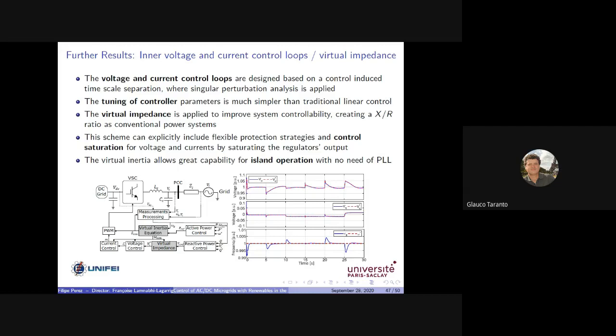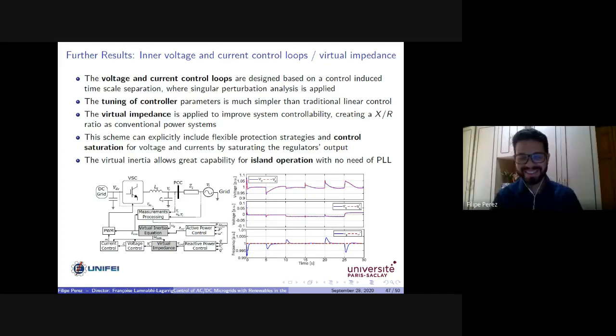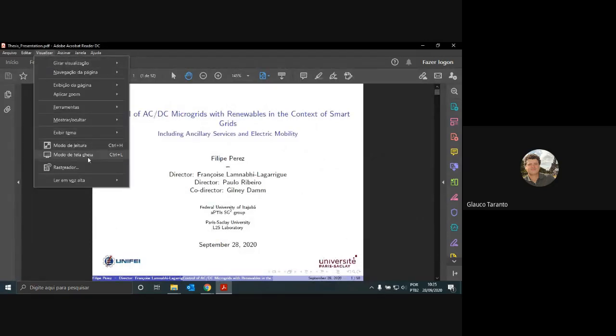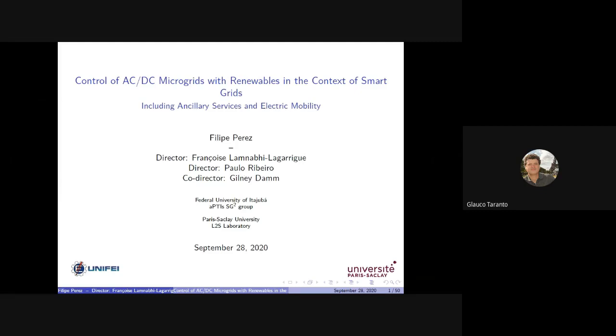For those of you that don't know, Zambroni, the president of this defense, is a very old friend. I'm glad to be led by him today. And also, I would like to thank Felipe and the Thesis directors, Professor Lamina B. Lagarrique and Professor Paulo Ribeiro, and the Thesis advisor, Professor June, whom I had the privilege to visit last January, the same day that Paris announced the first coronavirus case. After that, the world turned upside down, and we hope that all of us are in good shape in our families. Also, I would like to say hello to my colleagues here from UNIFE.